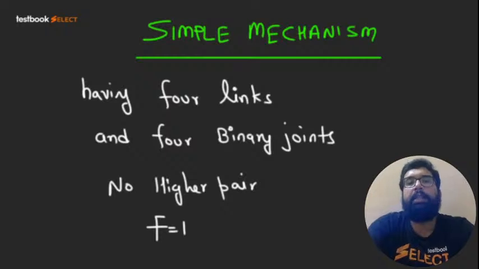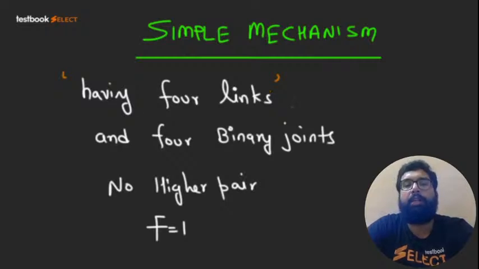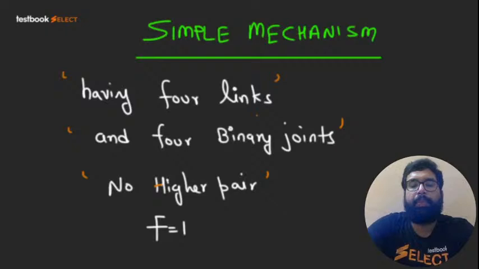Okay. This is a simple mechanism. It has only four links. Any other number of links, you can't call it a simple mechanism. If the number of links is six, that could be a kinematic chain, but it cannot be a simple mechanism. So a simple mechanism must satisfy these three conditions. It must have four links, it must have four binary joints, it must have no higher pair.